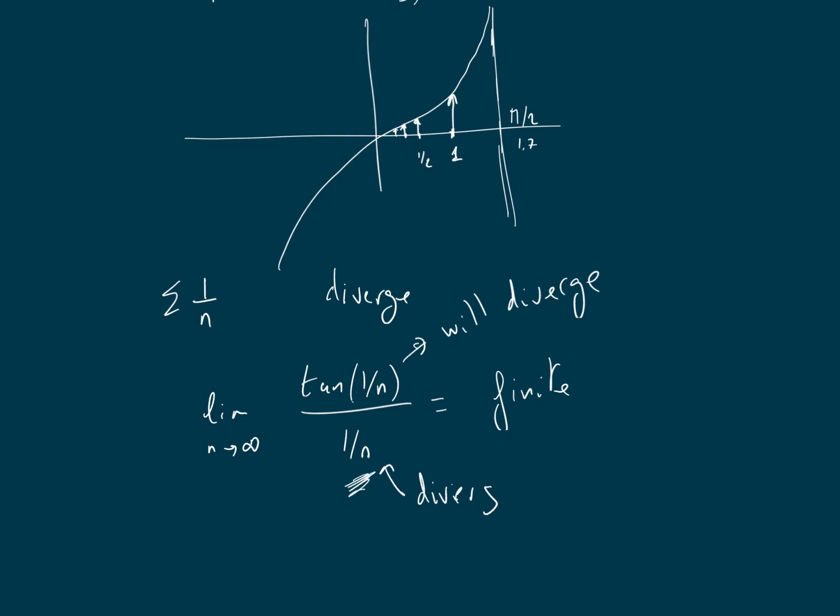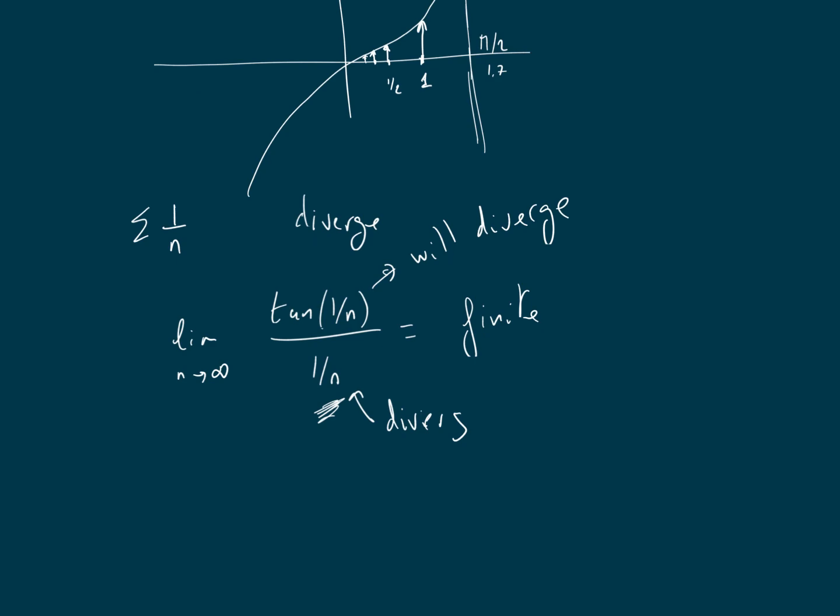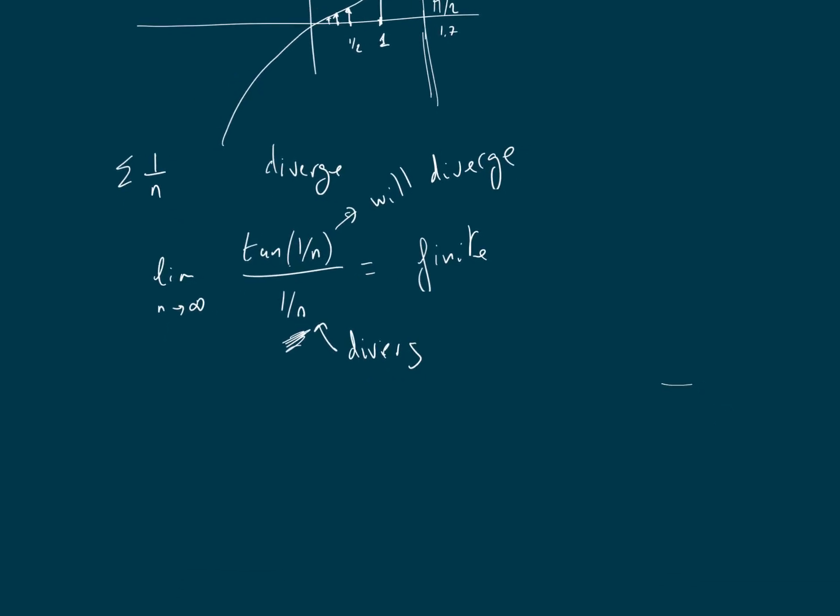So to do this limit of tangent of 1 divided by n, we may use L'Hopital's rule, because when n goes to infinity, 1 divided by n goes to 0, tangent of 0 goes to 0, and the denominator 1 divided by n also goes to 0. So this limit that we have to do is of the form 0 divided by 0. So we apply L'Hopital's rule.